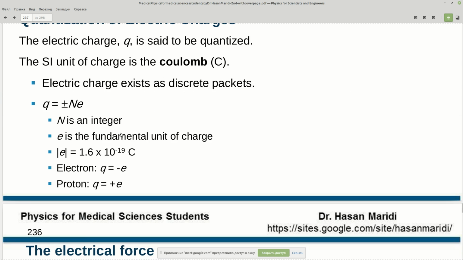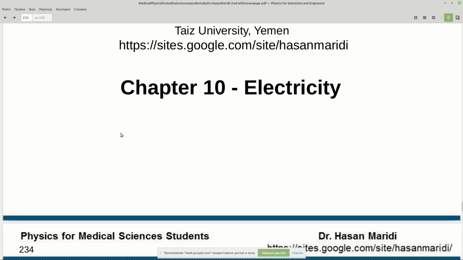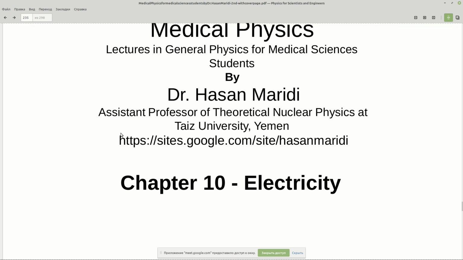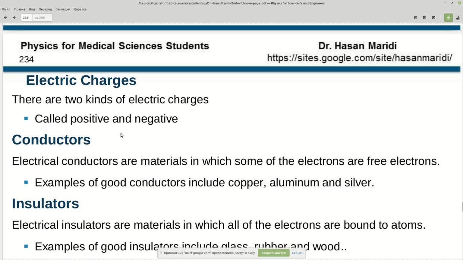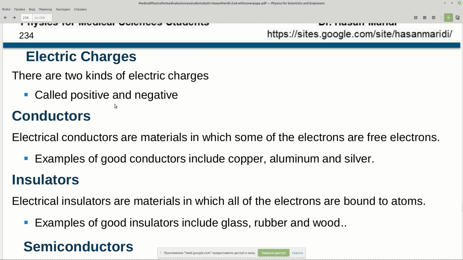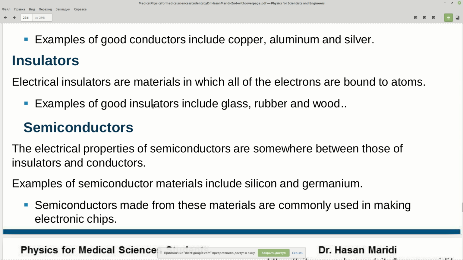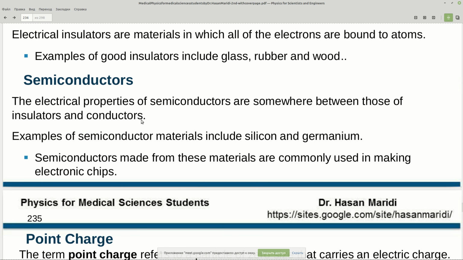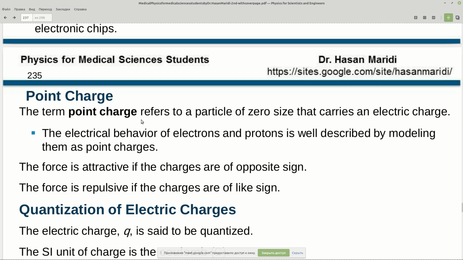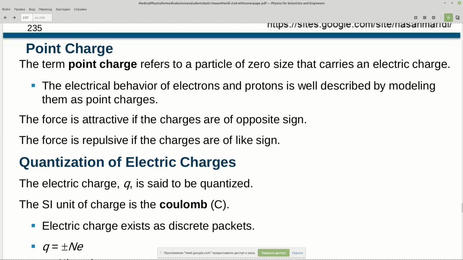Okay, guys, today we are going again to chapter 10, reading medical physics for physics science students, about electricity. Yes, electric charge, conductors, semiconductors. We have talked about a system or a physical field. Yes, the particle of zero size carries an electric charge.